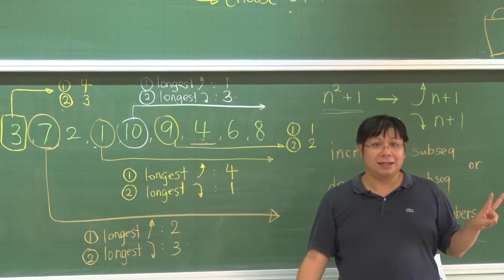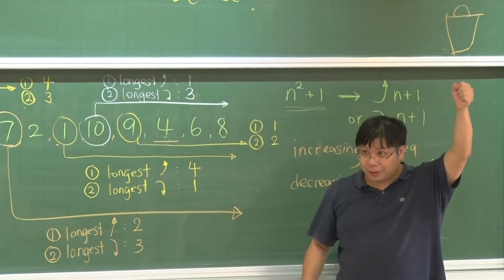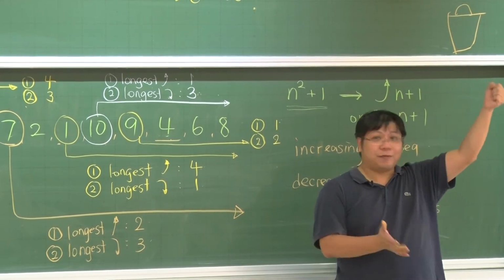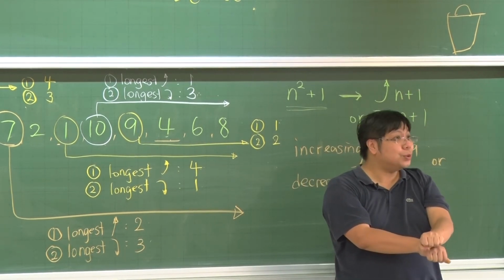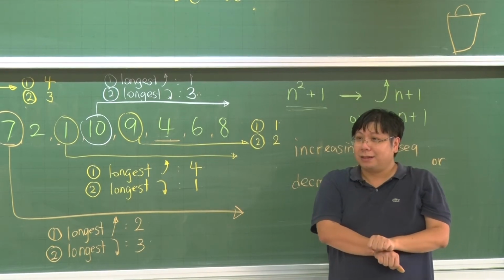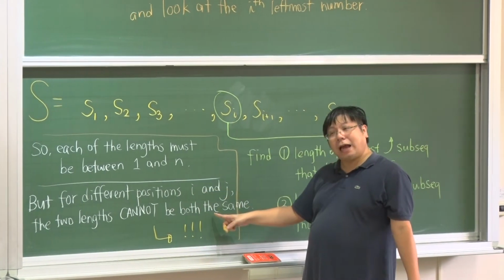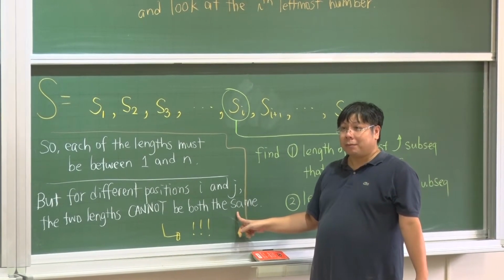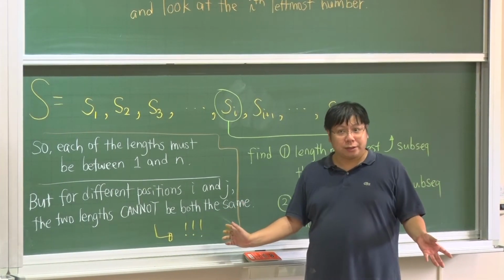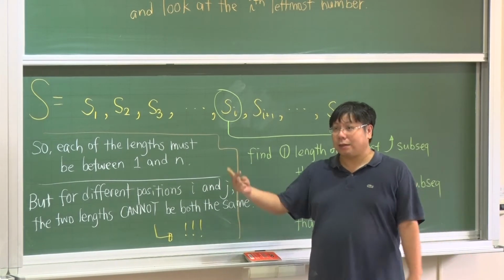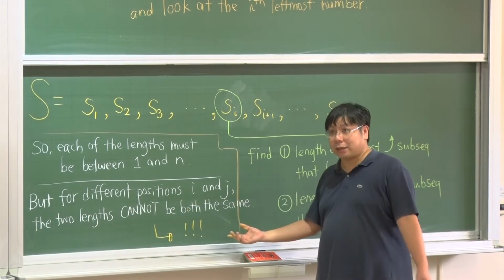Is that okay? N square plus 1 positions, each position has to choose a type. There are n square different types. Pigeonhole principle says two or more must have the same type. Then we get a contradiction. Where is the contradiction? Different positions must have different types. This is what we have claimed. And suddenly, by pigeonhole principle, we find that there exist two positions that have the same type. Then these two are contradicting each other. So together, they are always false. So we get a contradiction.